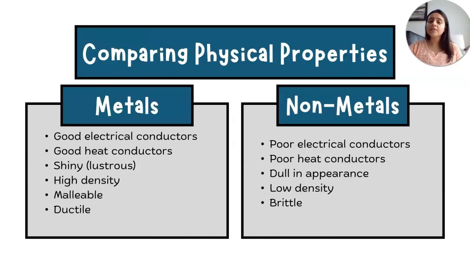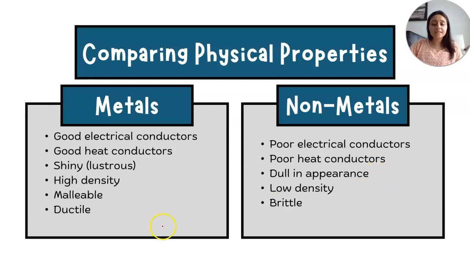When we compare the physical properties between metals and non-metals, it shows that metals are good electrical conductors, meaning they can conduct electricity easily. But on the other hand, non-metals are poor electrical conductors. Metals are good heat conductors and non-metals are poor heat conductors. Metals are shiny. It means they show the property of lustre. But non-metals are dull in appearance.